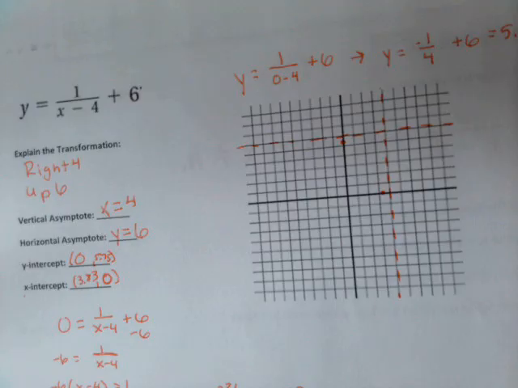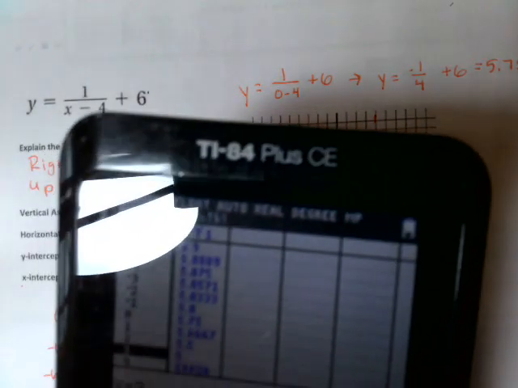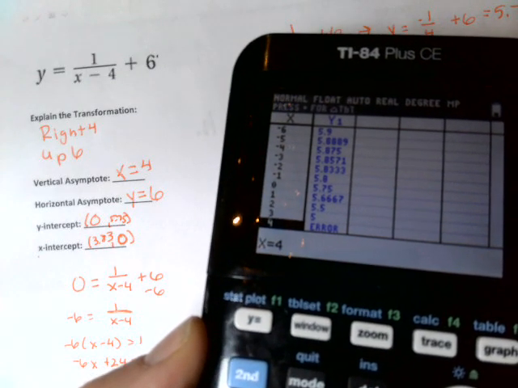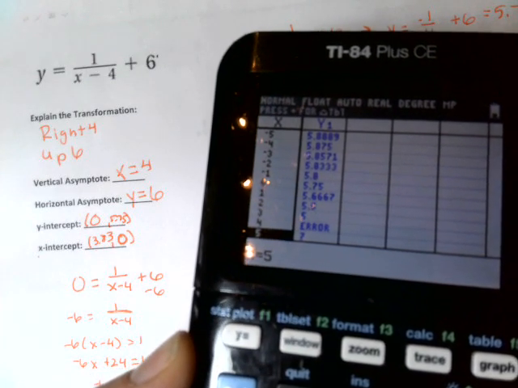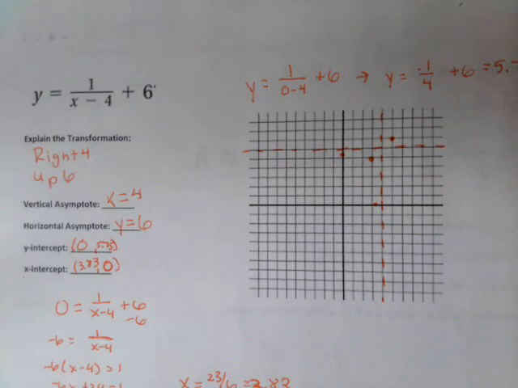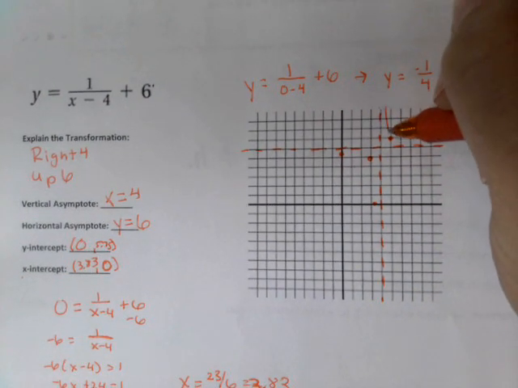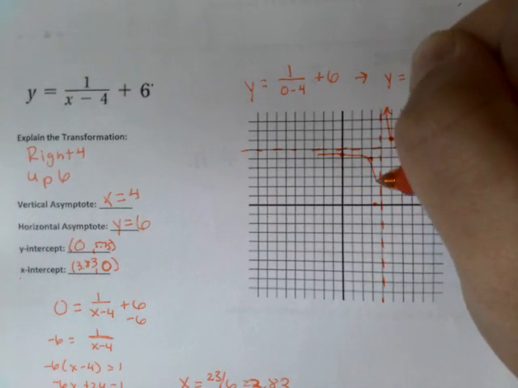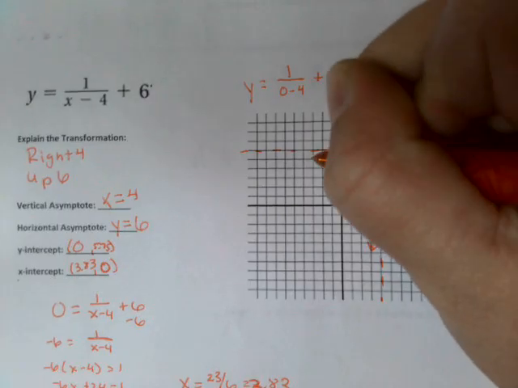Plug into your graphing calculator. When I look at this, I have my 3, 5. That's a nice point that I'm going to graph. 4 is my asymptote, which is good. That's a good check. And 5, 7. So I plot my points, draw what I call my loop-de-loops. Do not cross or touch that asymptote.